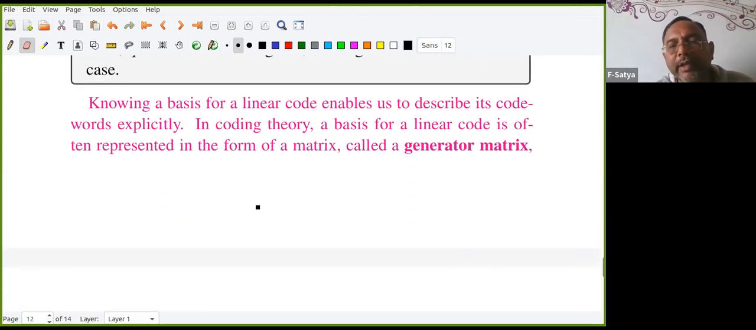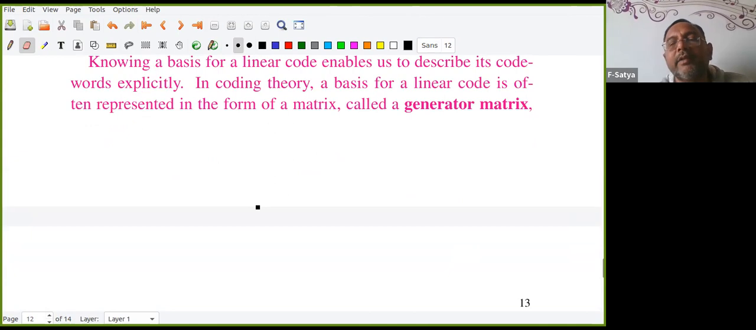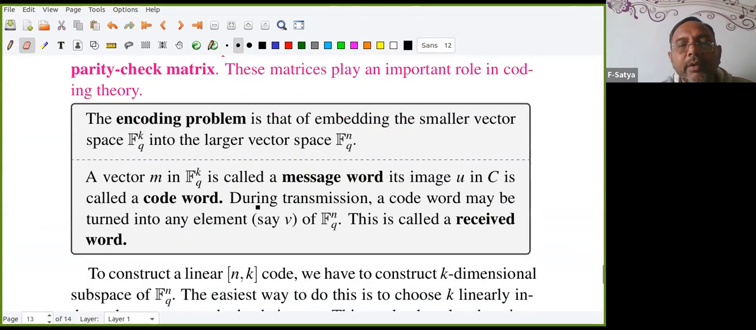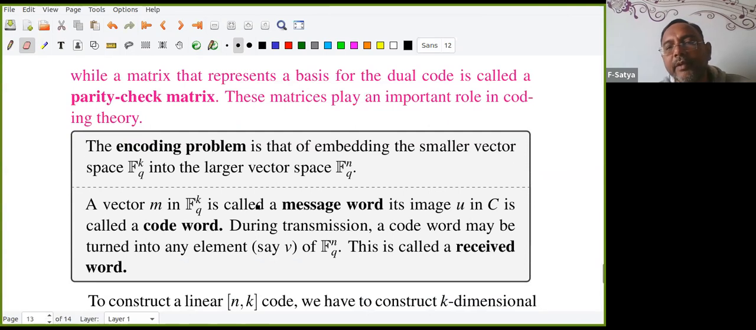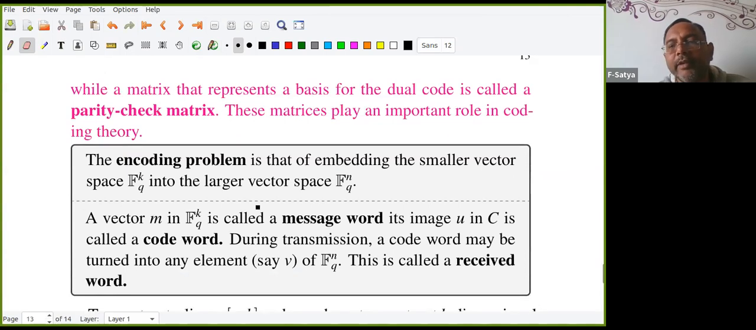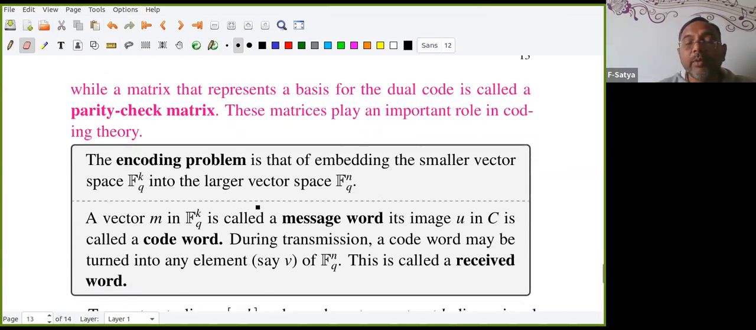Knowing a basis of a linear code enables us to describe its code words explicitly. In coding theory, a basis of a linear code is often expressed in terms of a matrix called the generator matrix. I already used it earlier, called G. The matrix which represents the basis of a dual code is called the parity check matrix. I told parity check matrix also earlier, but in a different way.